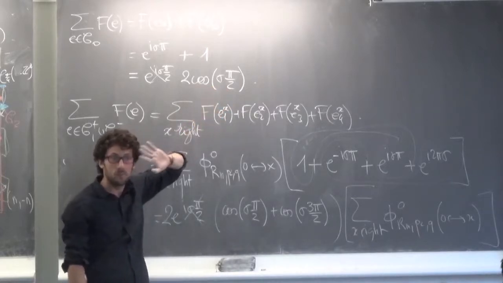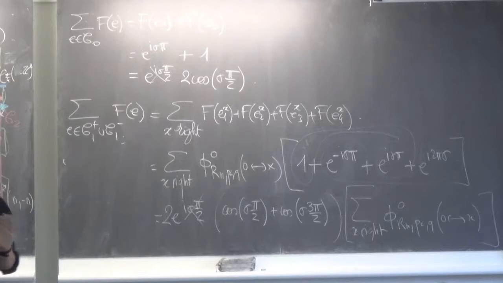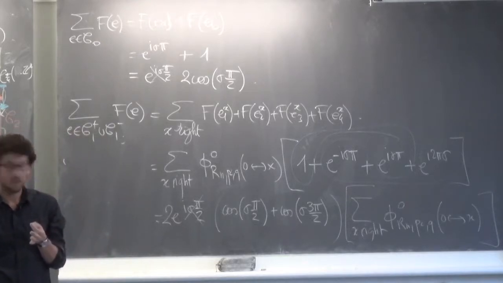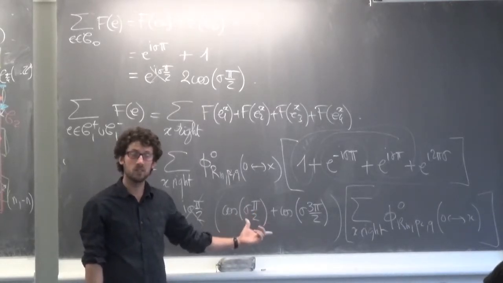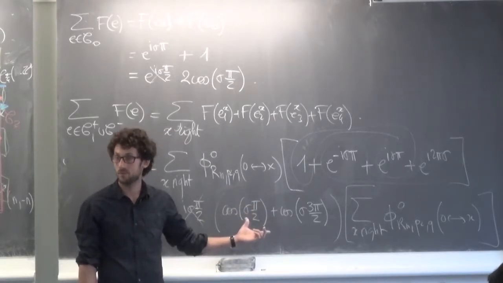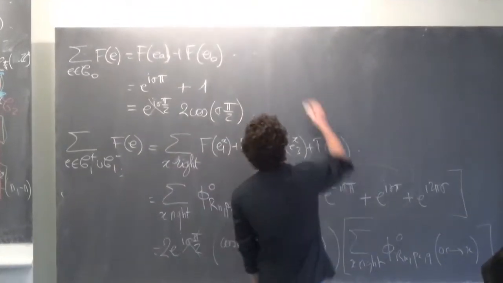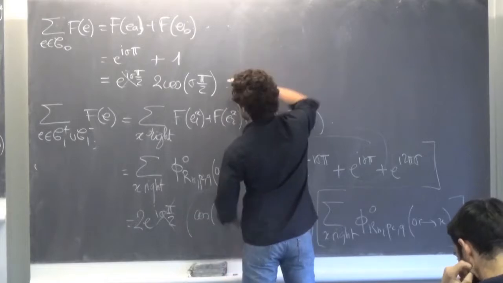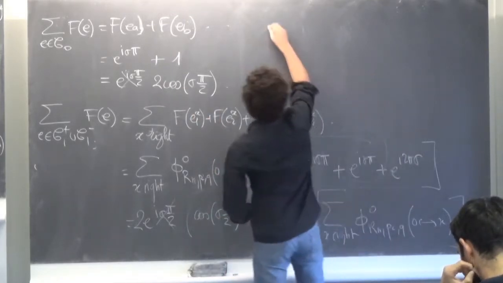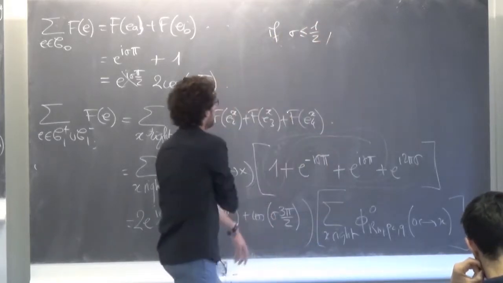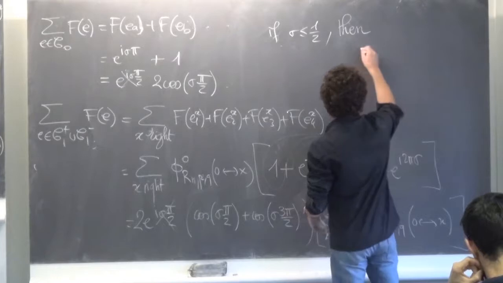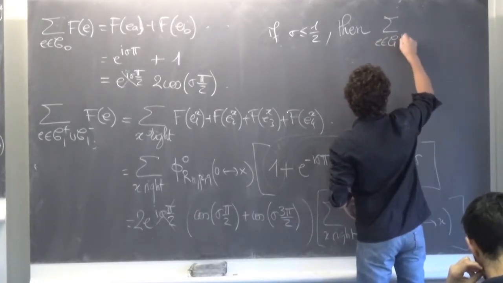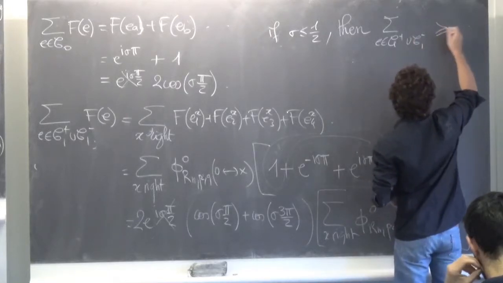Cos of sigma pi over 2 is going to be positive. For q, in fact, any q smaller or equal to 4, sigma is going to be smaller or equal to 1. So cos of sigma pi over 2 is positive. The question is whether this term is positive or not. And basic trigonometry tells you this term is positive if sigma is smaller or equal to a half. So we get this term plus a term which is going to be positive if and only if sigma is smaller or equal to a half, then the second term is larger or equal to 0.